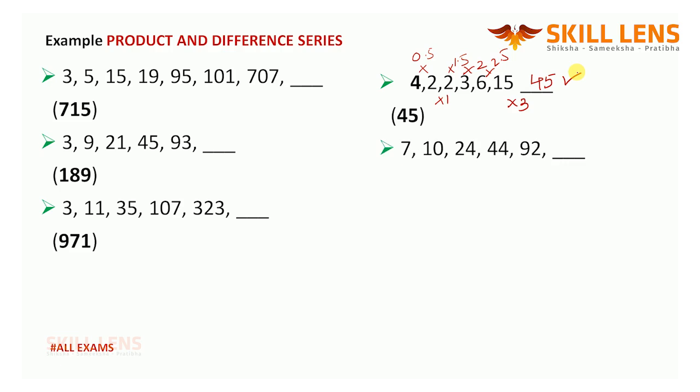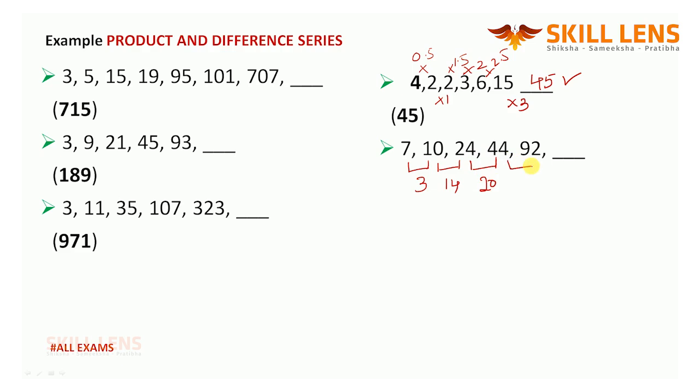So the next question. 7, 10, 24, 44, 92. So let's see. So what is the difference here? The difference is 3. What is the difference here? The difference is 14. Okay, what is the difference here? The difference is going to be 20.